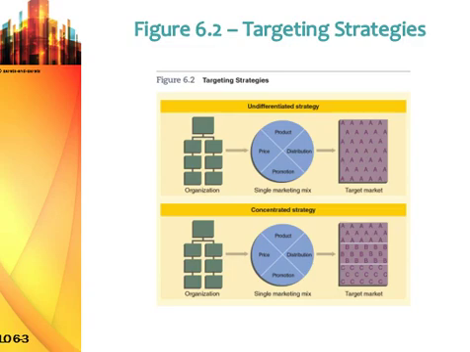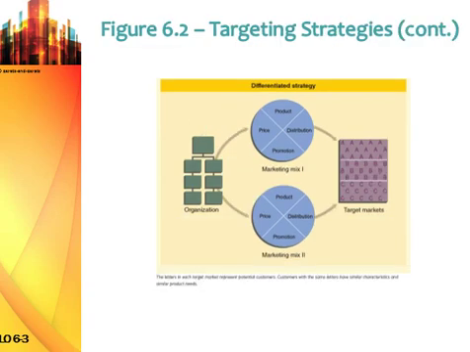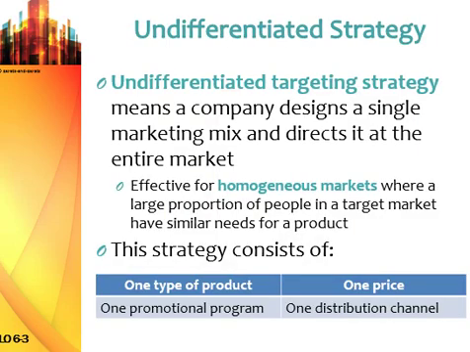In these diagrams, you can see different targeting strategies. This is targeting strategy continued. So undifferentiated targeting strategy means the company designs a single marketing mix and directs it to all the people. For example, utility companies or standard mail is a famous example of an undifferentiated targeting strategy. So they try to sell the product to everyone. Postal service or utilities, they're trying to sell to everyone.